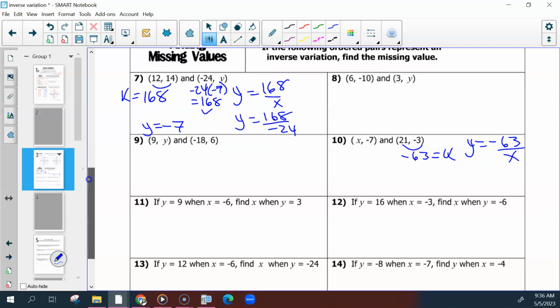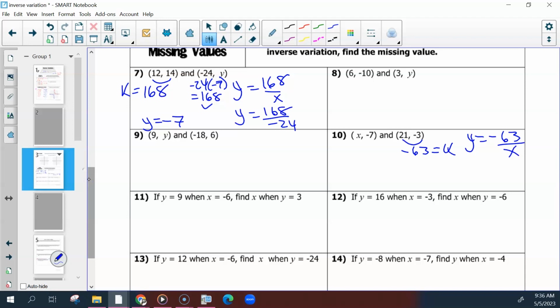Oh, but we're looking for x. Yeah, we haven't gotten to that yet. Okay. So now we are looking for x, so we can put in negative 7 for y. How would we solve for x? Multiply. And then divide both sides by negative 7.